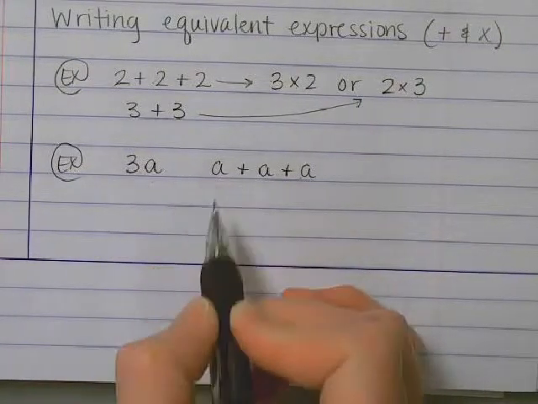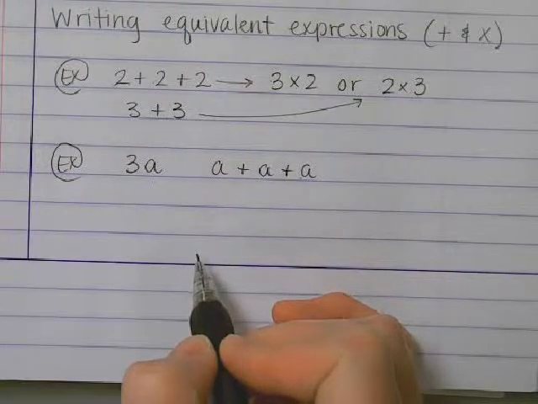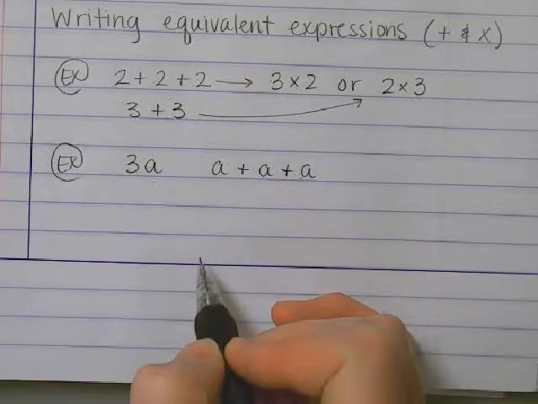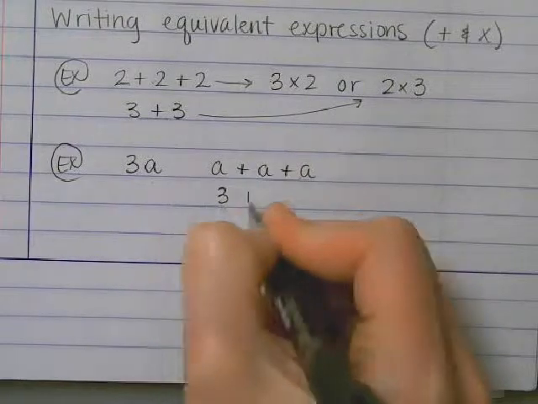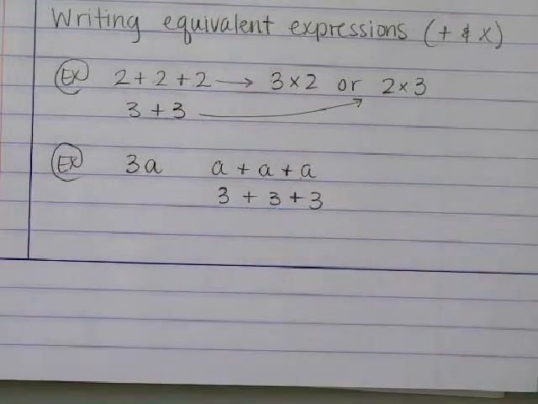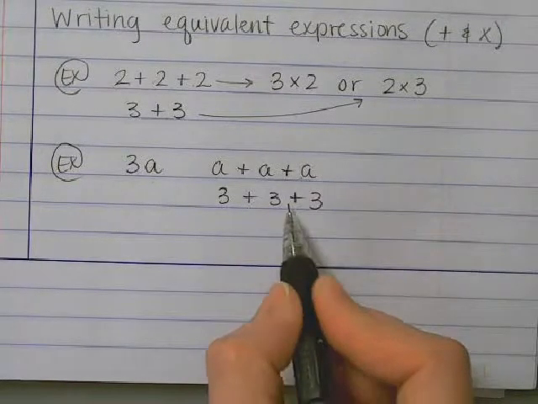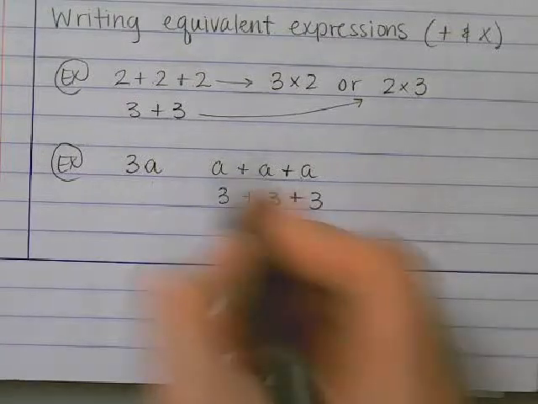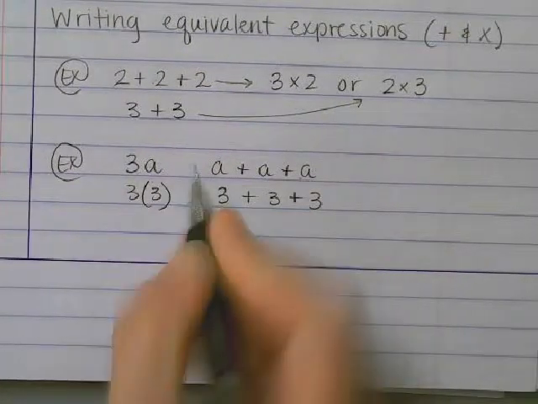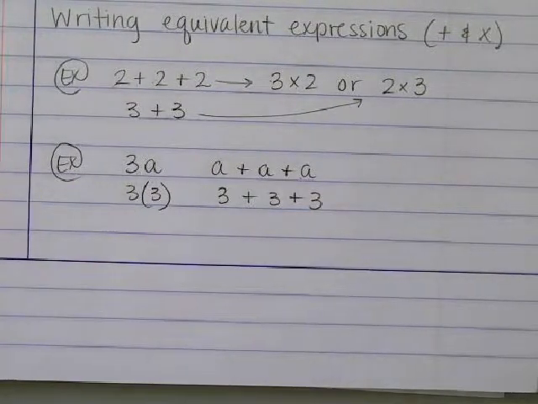Now, I heard some students talk about, well, that's the same as 3 plus 3 plus 3. What do you think? Is that the same? No. Well, what's this 3 groups of? 3. That's 3 groups of 3. Is that the same as 3 times A? No. If A equals 3, it would be, but we don't know what A equals.